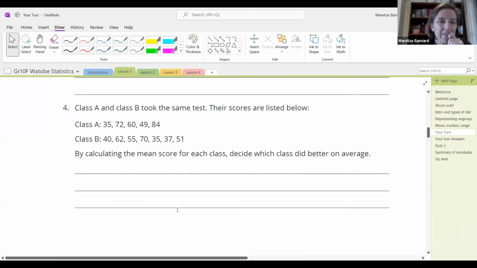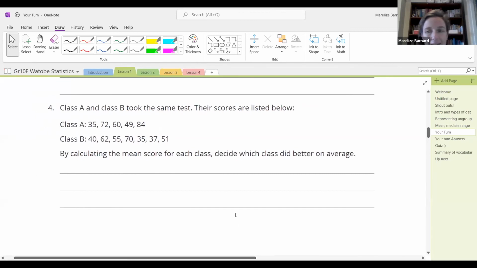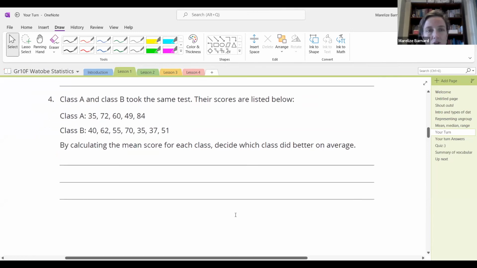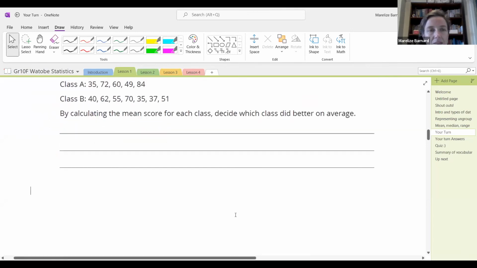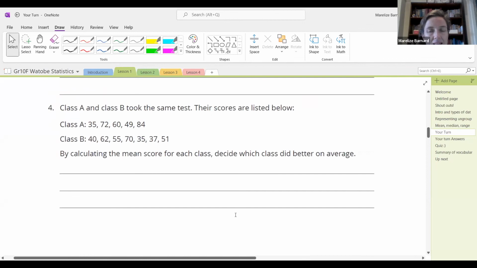Okay, let's do this question. We have class A and class B. So they took the same test, and their scores are listed below. By calculating the mean score for each class, decide which class did better on average. Okay. So another 2 minutes, I want you to calculate the mean for class A and class B and then decide which class did better.